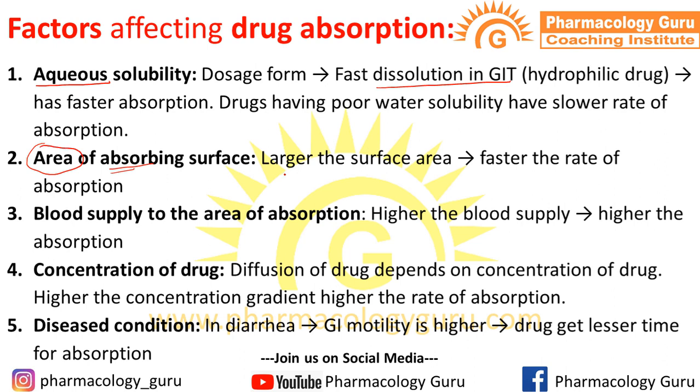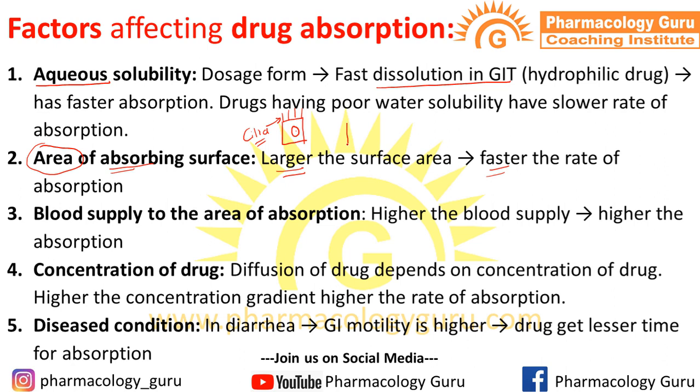If the area is big, the absorption would be fast. If the area is small, the absorption would be small. Our GIT has villi-type epithelial tissue. Do you remember that we have columnar epithelial tissue? They are of two types. One is ciliated and the other is villi. Ciliated columnar epithelial tissue has cilia on its upper surface, which is responsible for the movement of mucus or the secretions.